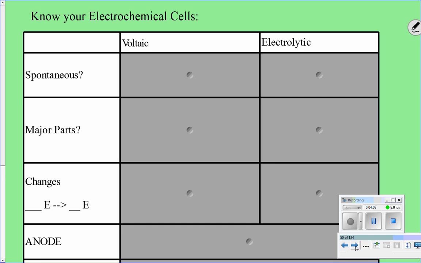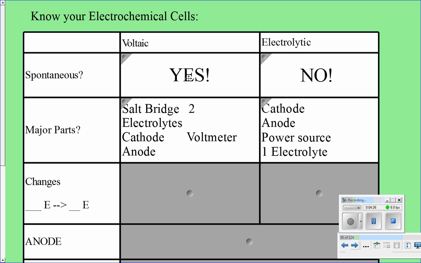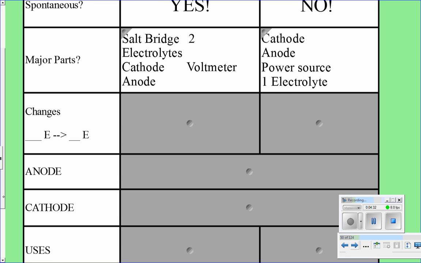A nice comparison for these, just to go through some of the main ideas you're responsible for. Voltaic cells are making electricity or making current through spontaneous reactions. The major parts: we've got the salt bridge, the two electrolytes, our cathode, our anode, and our voltmeter. In an electrolytic cell, you still have the cathode and anode. This time, you're going to have one electrolyte solution, and you're going to have a power source.